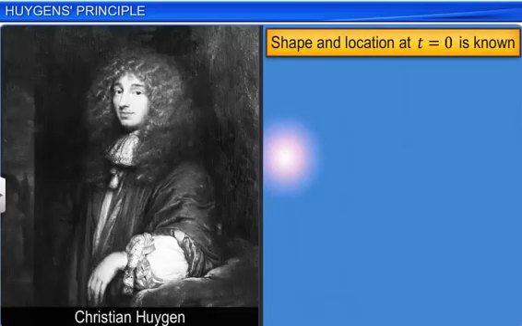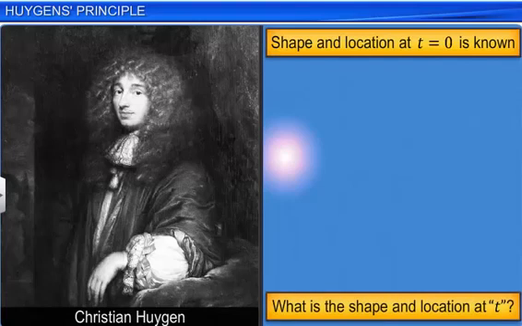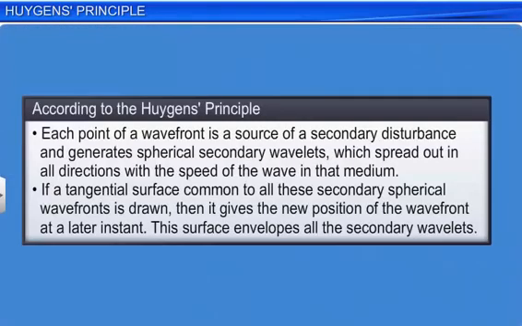Christian Huygens proposed a geometrical method known as the Huygens Principle for finding the shape and location of a wavefront at some instant from the knowledge of the shape and location of the same wavefront at an earlier instant. According to Huygens Principle, each point of a wavefront is a source of a secondary disturbance and generates spherical secondary wavelets, which spread out in all directions with the speed of the wave in that medium.